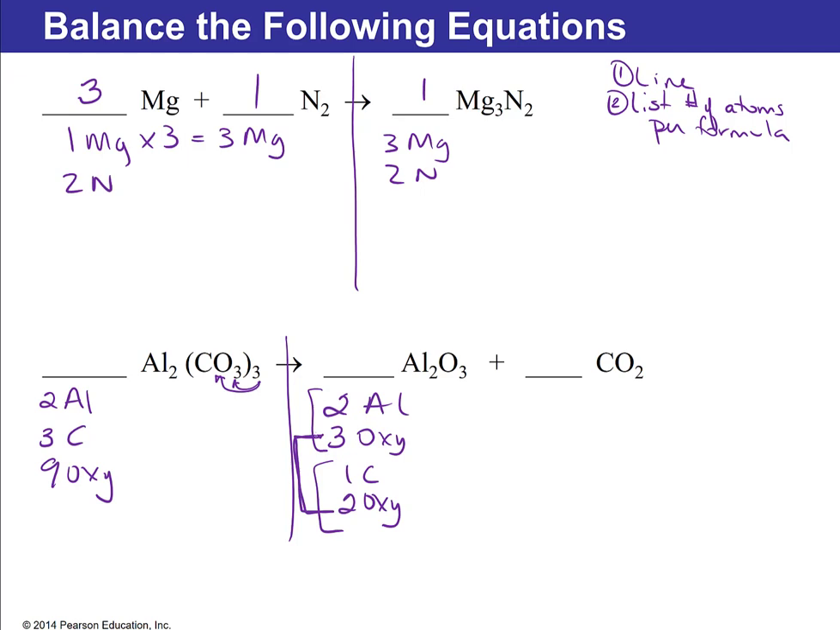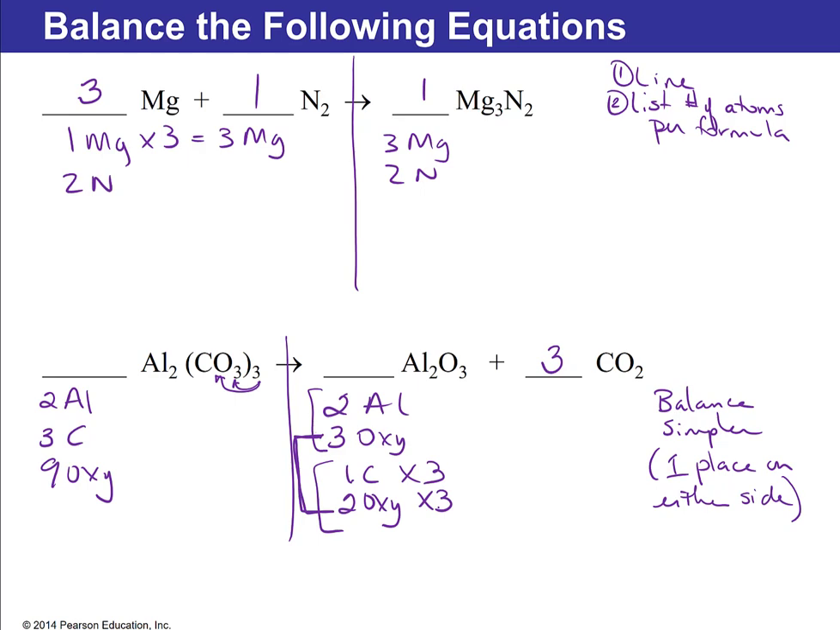So, balance the simpler ones, by simpler, the ones that are found in one place on either side. Do that first. Sometimes that will end up balancing the more complicated ones. So here, I look aluminum, 2 and 2. I don't have to do anything to aluminum. The carbon, I have 3 carbons over here, 1 carbon over here. So this side has to change. I have to make this 3 carbons. To make it 3 carbons, I have to have 3 carbon dioxides. So that will multiply the number of carbons and its oxygen pair by 3.